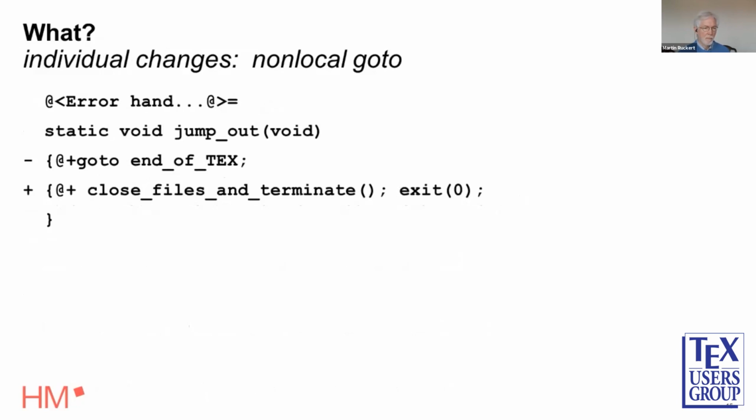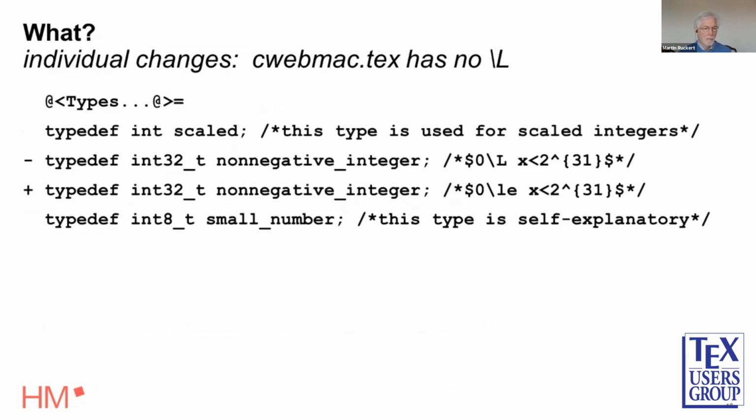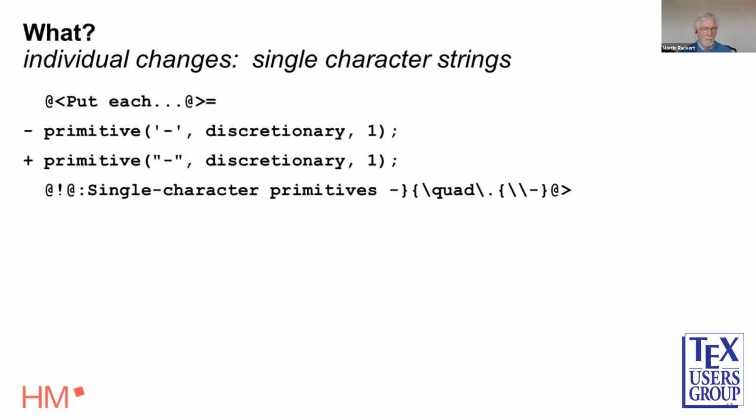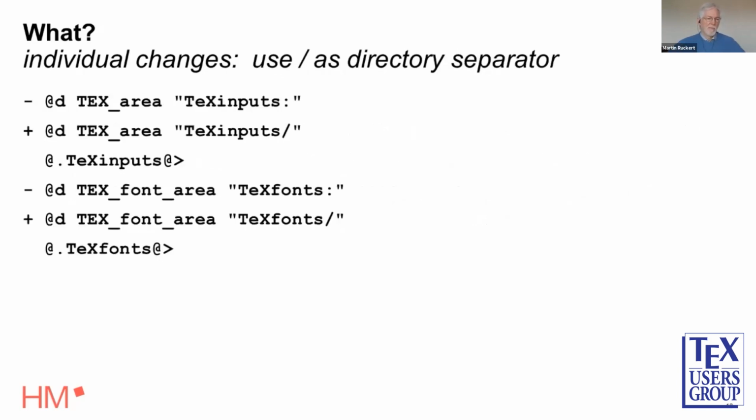What are individual changes? For example, eliminating the one and only occurrence of a non-local goto, or replacing the \l, which is defined in the web macro package, but not in the cweb macro package, by the usual \le. Occasionally, a single character, here the minus, needs to be a single character string. The use of a colon as a separator in a file path is no longer in common use, so it's better to use a slash. I hope I could give you an impression of what goes on behind the scene when generating cweb source code for TeX. Thank you.